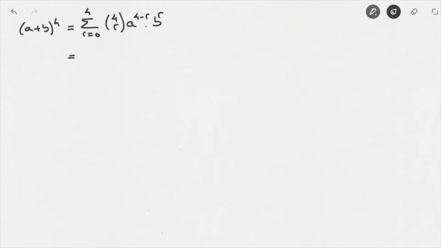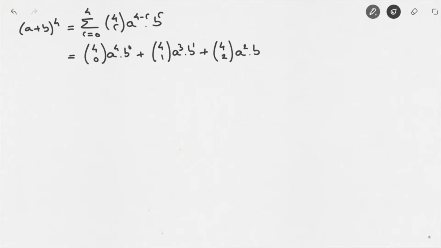The first would be (4 choose 0) times a to the power of 4 times b to the power of 0, plus (4 choose 1) times a to the power of 3 times b to the power of 1, plus (4 choose 2) times a to the power of 2 times b to the power of 2, plus (4 choose 3) times a to the power of 1 times b to the power of 3, plus (4 choose 4) times a to the power of 0 times b to the power of 4.